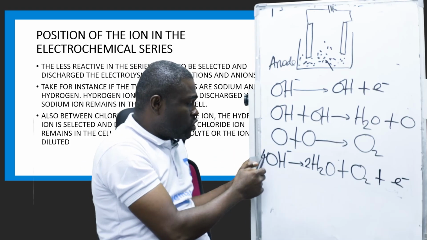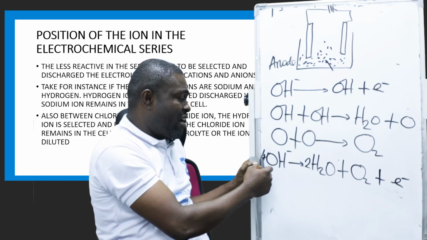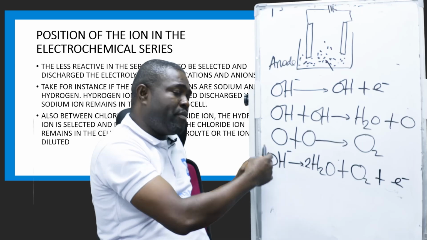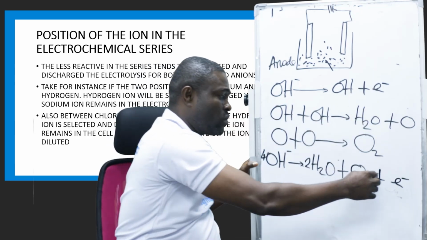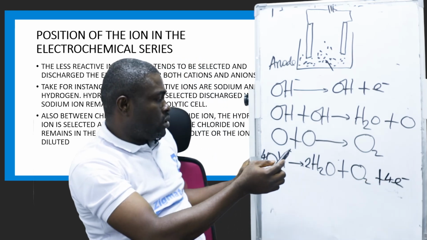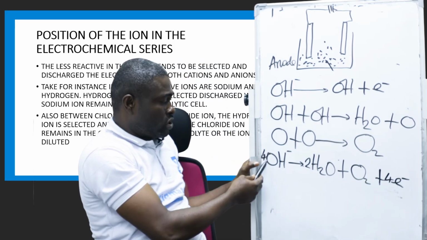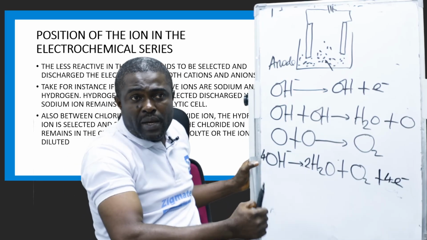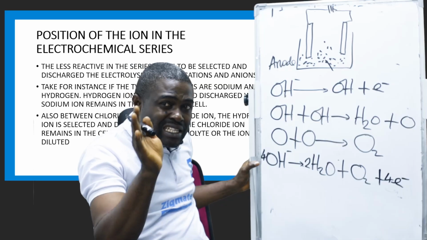Having 4 at the side of OH, what do I have now? I have 4 interacting with minus, which is minus 4. That means my electron at my right hand side will carry what? 4. So let's check oxygen. Oxygen is 4 here, 2 here plus 2, 4. So the equation is balanced in terms of atoms and in terms of charges.